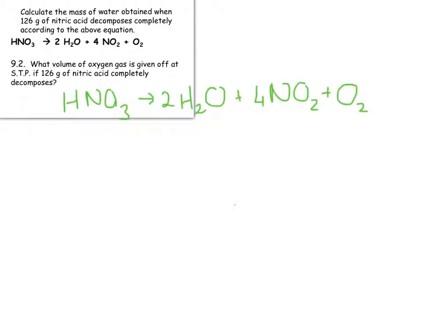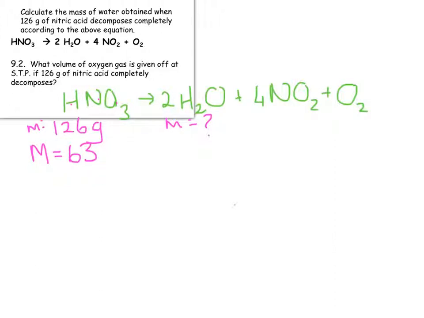If I'm going to work out the mass of water obtained from a certain mass of nitric acid, the first thing I'm going to do is write my information that I already have. So I have a mass, 126 grams of nitric acid. The question mark is, what is the mass of water? I know the molar mass of nitric acid, or it's easy enough to calculate. It's 1 plus 14 plus 3 times 16, so it turns out to be 63.